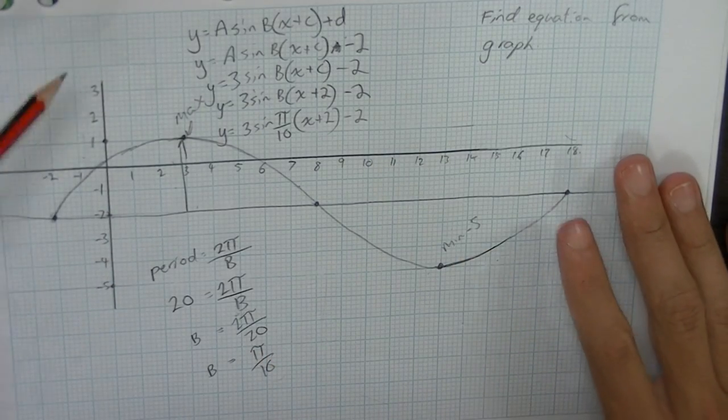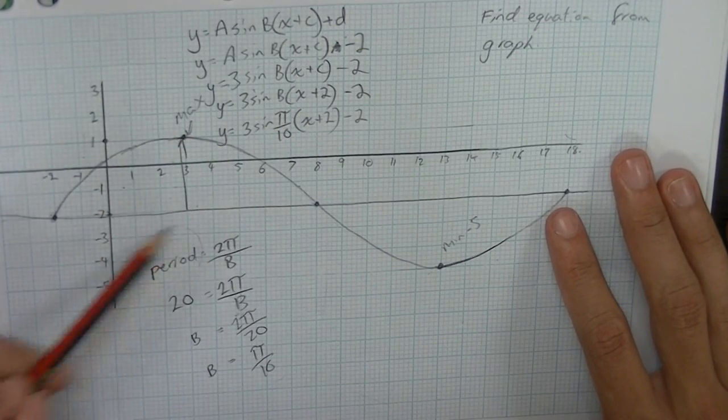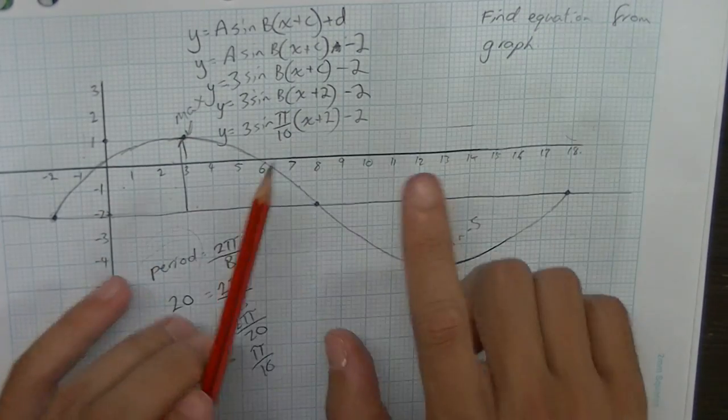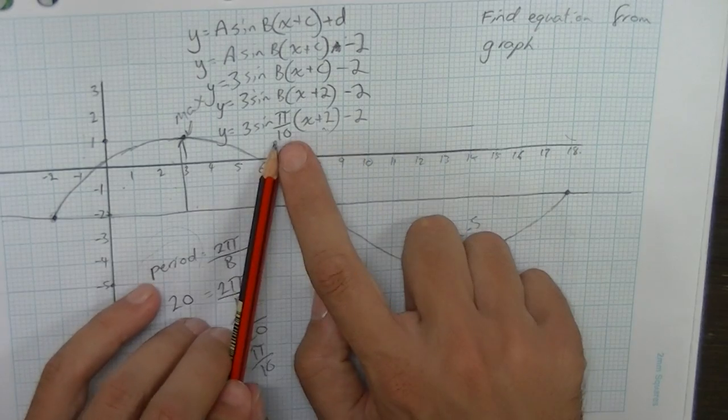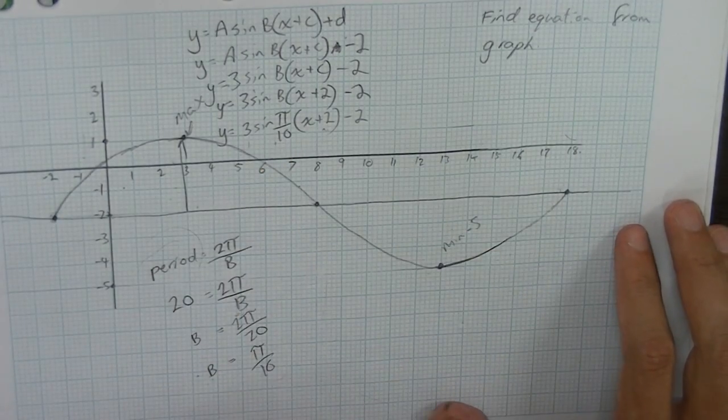Again, a very systematic approach. Find the d value, find the a value, find the c value, find the period and put it into this equation, and you'll know the b value. Once you've got all of that, you've got an equation for this periodic function.